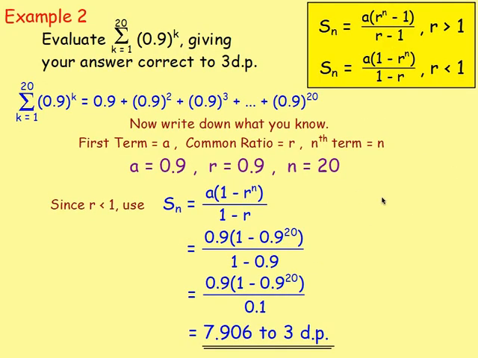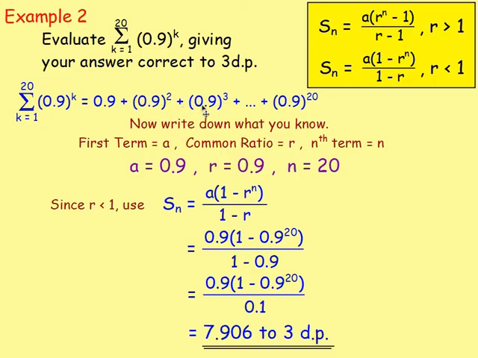With this example here, evaluate the sum of 0.9 to the power of k, going from k equals 1 all the way up to 20, giving your answer correct to 3 decimal places. First thing to do when you get this is freak out. No, it's not. Don't freak out. All you have to do is think about what it means. Remember, sigma means the sum of. So it's the sum of 0.9 to the power of k. So you've got 0.9 to the power of, and you're starting with 1. So it means 0.9 to the power of 1. Then you're adding on 0.9 to the power of the next number. Well, after 1 is 2, so it's 0.9 to the power of 2.